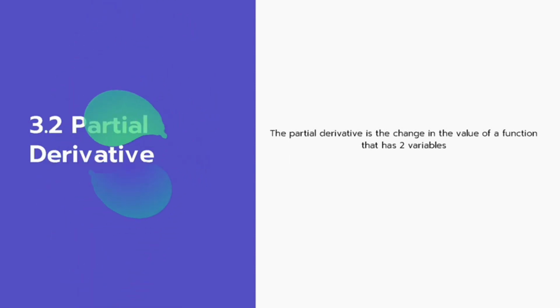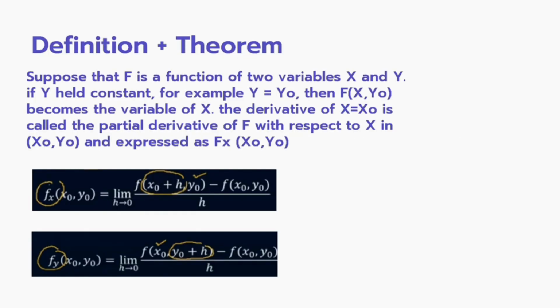For the definition of a partial derivative, suppose that f is a function of the two variables x and y. If y is held constant, for example y equals y0, then f(x, y0) becomes a function of x. The derivative at x equals x0 is called the partial derivative of f with respect to x at (x0, y0), and expressed as fx(x0, y0).